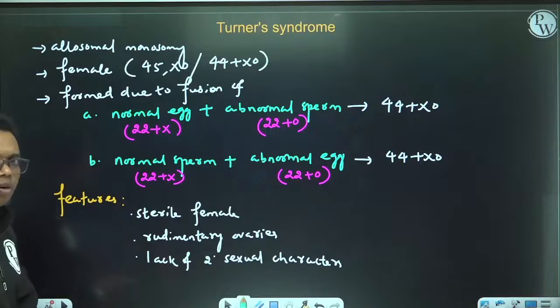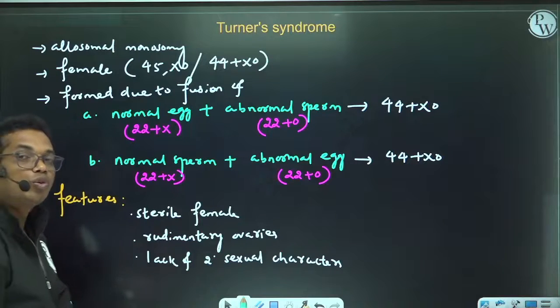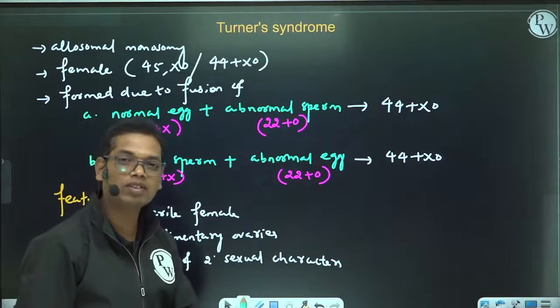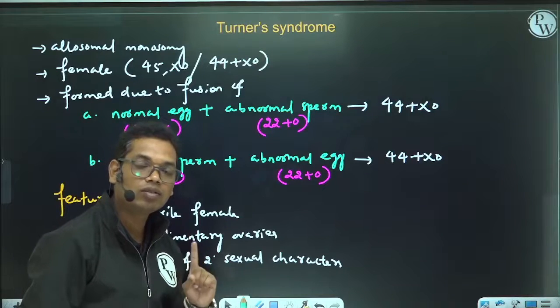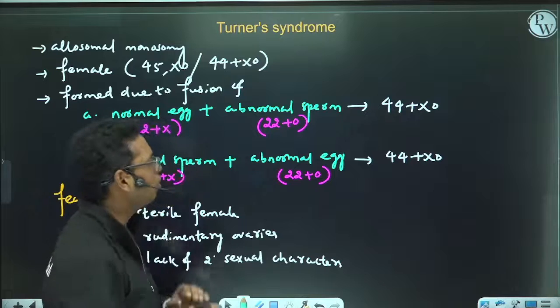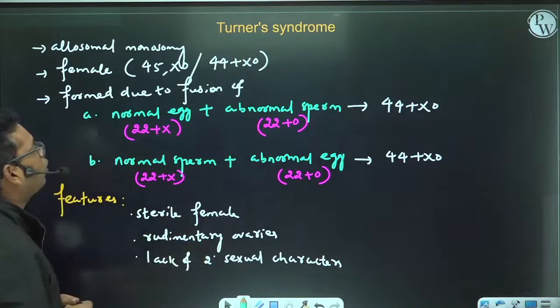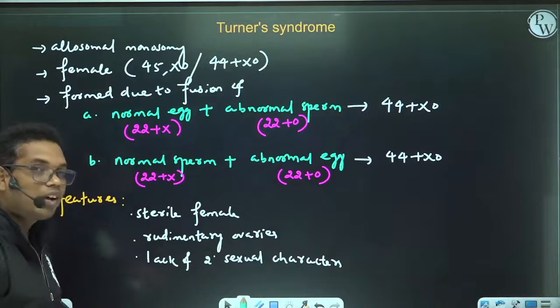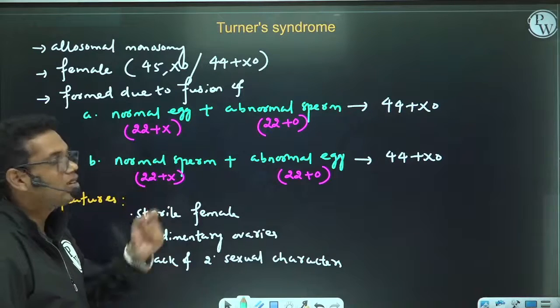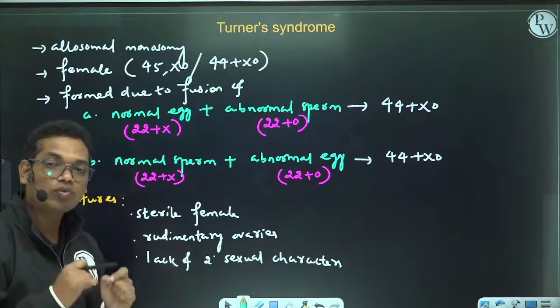What about Turner syndrome? Turner syndrome is also due to non-disjunction of chromosome. That means this is also an example of aneuploidy. But in this case, the chromosome which undergoes aneuploidy or non-disjunction is chromosome X. So that is why I will say Turner syndrome is due to non-disjunction of chromosome X.